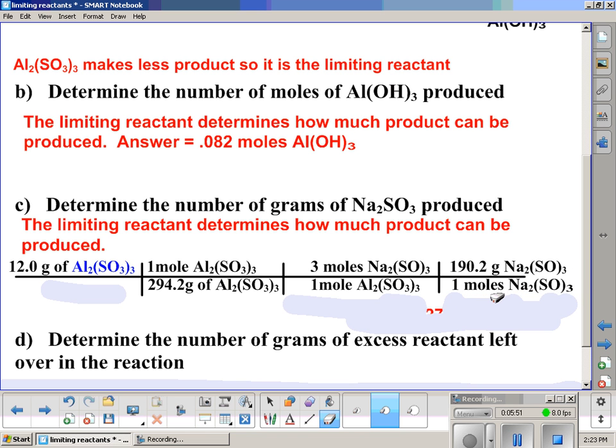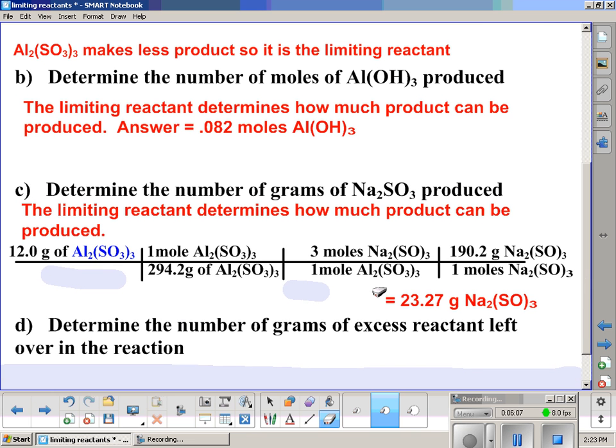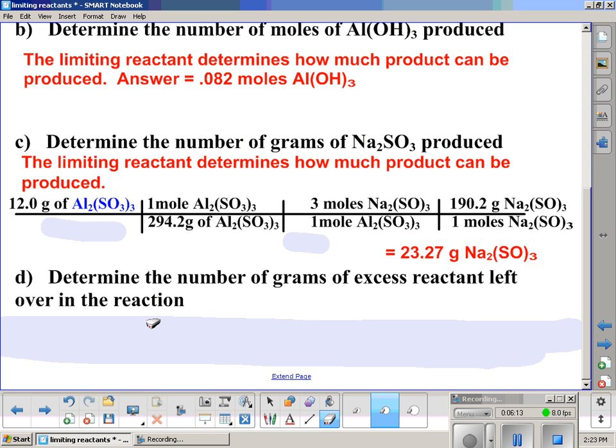Looks like that. 1 mole of sodium sulfate is equivalent to the molar mass of sodium sulfate. Push buttons on your calculator, and you should get 23.27 grams of sodium sulfate produced, which is where our reactant runs out and we can't make any more. Okay, for D, we need to determine the number of grams of excess reactant left over in the reaction.